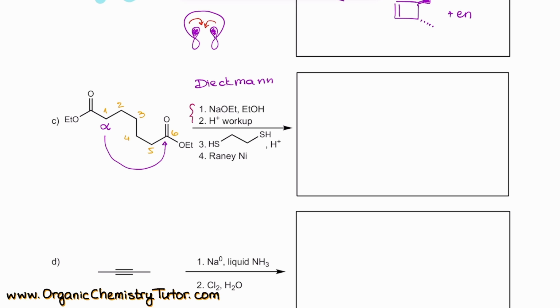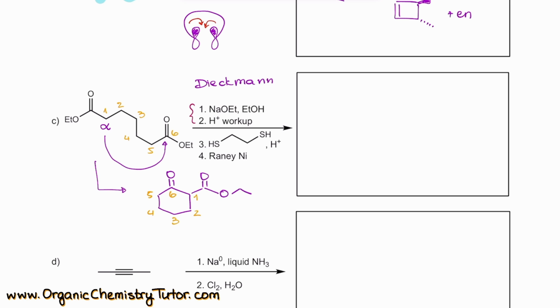So after our steps 1 and 2, our intermediate here is going to be a 6-membered ring with the carbonyl, that was our carbon 6, and then we still have an ester sitting over here. So if I renumber all of my atoms again, we have our atom number 1, 2, 3, 4, 5, and 6, like that. Now, the next one is going to be the formation of the thioacetal.